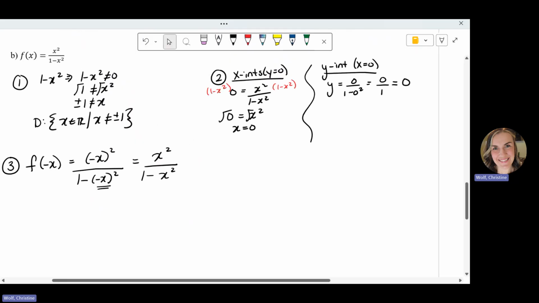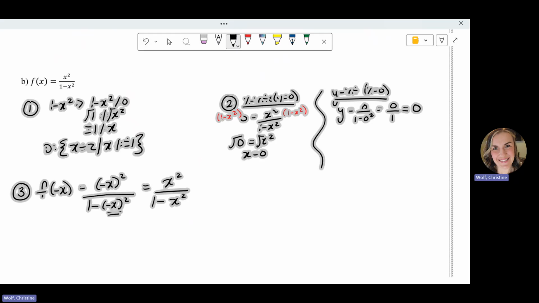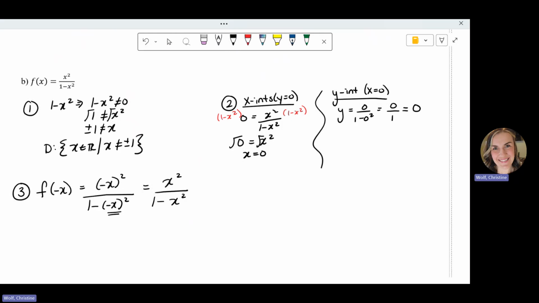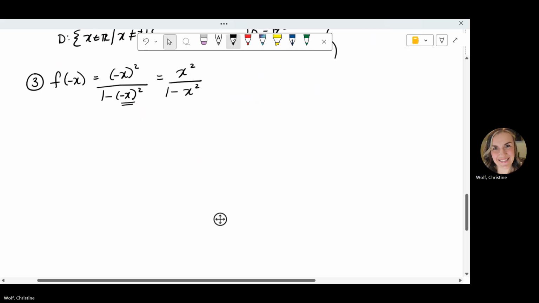So we can now take a look at our answer and compare it to our original. When we compare it to our original, we see nothing changed. When it ends up being the exact same and nothing changes, that means we have even symmetry. Okay? So, even symmetry.